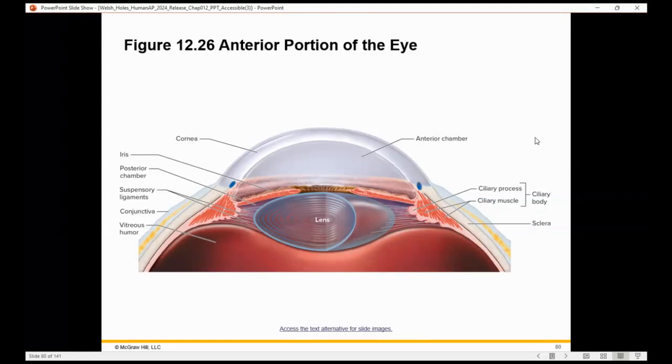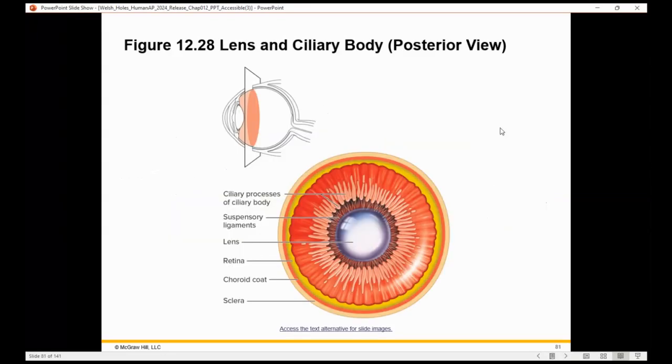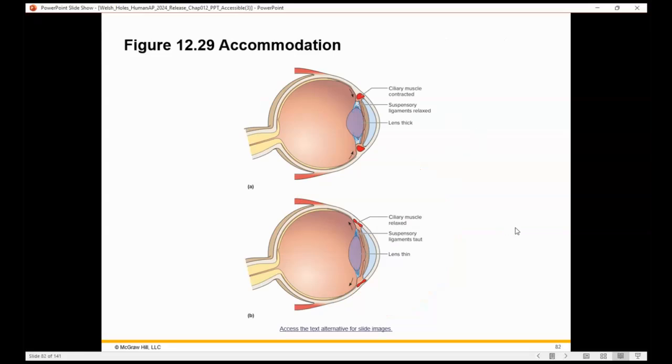This figure shows you the anterior portion of the eye. This figure shows you the lens and ciliary body in a posterior view. This figure shows you the accommodation reflex.